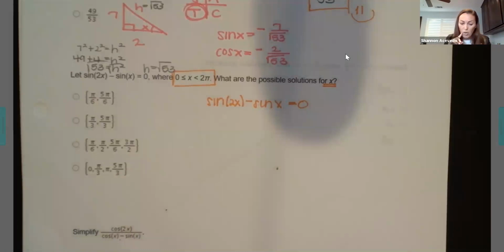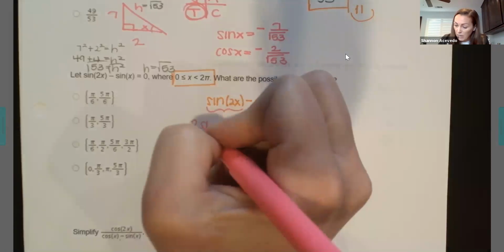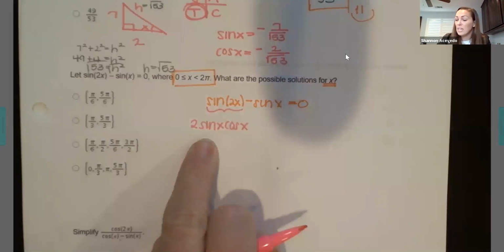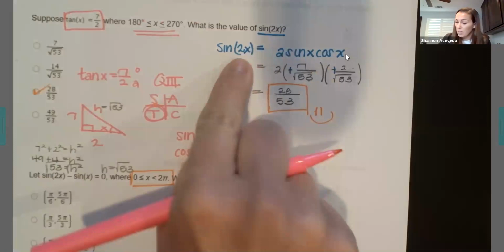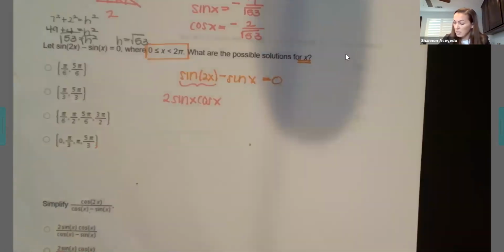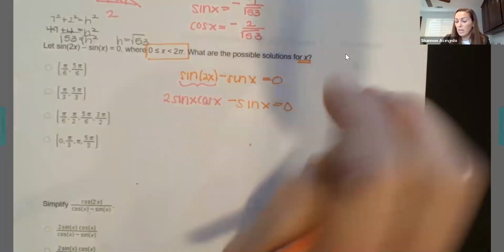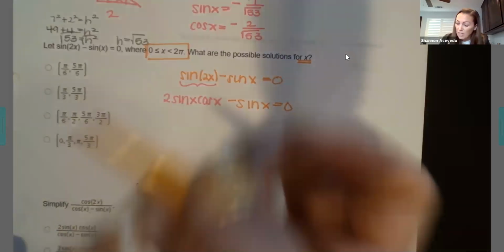What I do know, though, is that sine of 2x, this value right here, is 2 sine of x cosine of x. It's my double angle, right? That's the exact same thing we already saw up here. So minus my sine of x is equal to 0. So minus this. And then if I look here, I notice that both of these have a sine of x.